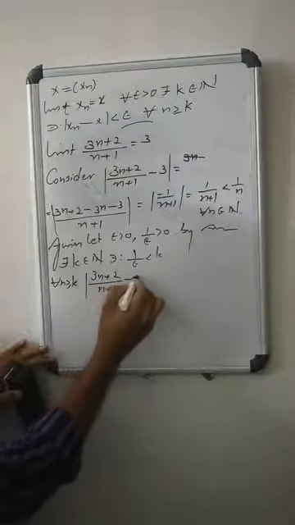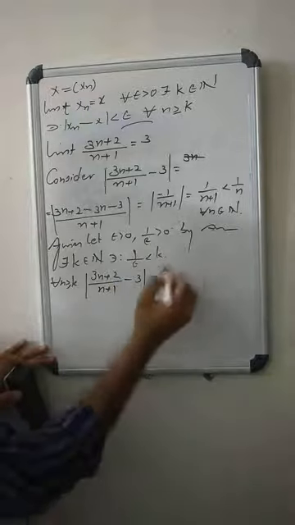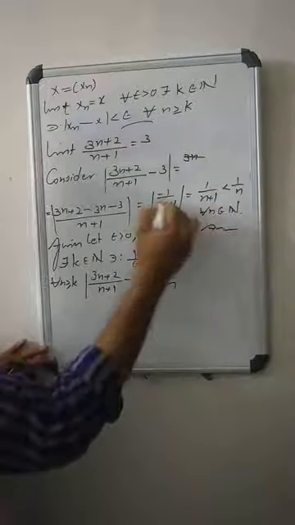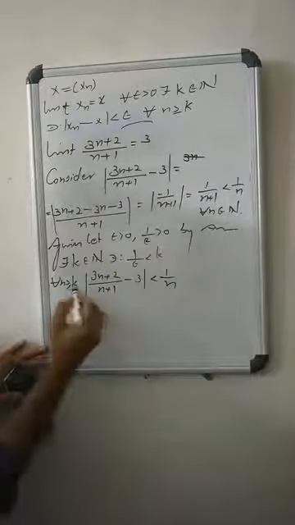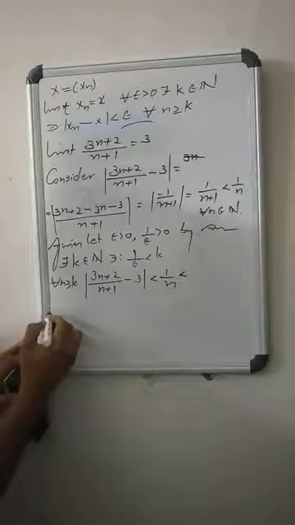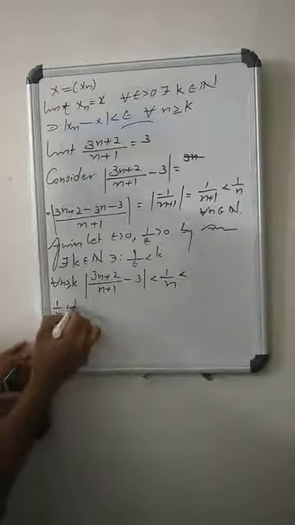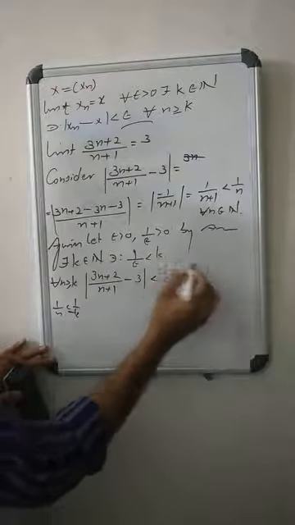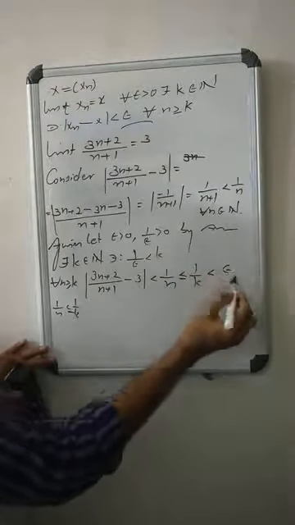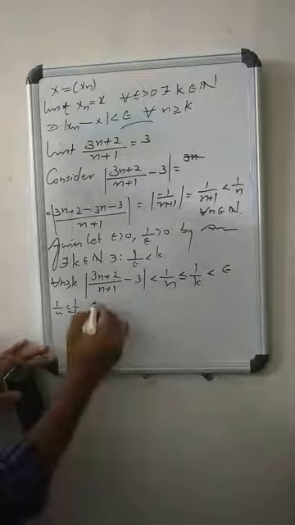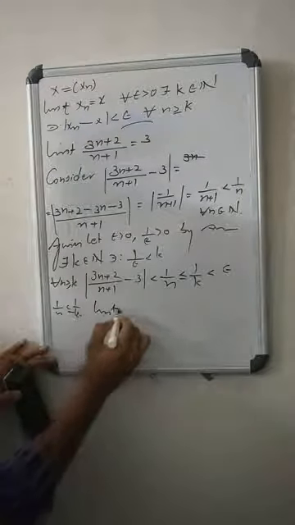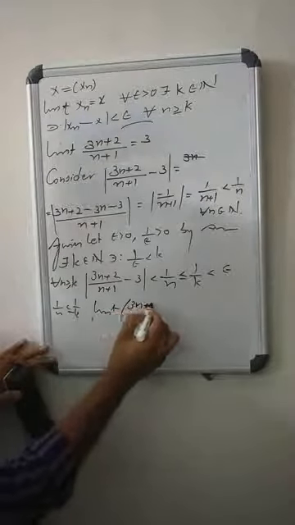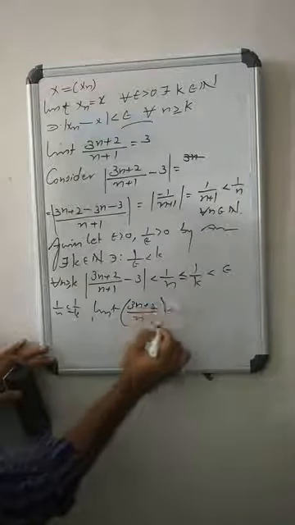the modulus of (3n+2)/(n+1) minus 3 is strictly less than 1/n. According to this argument, for all n greater than or equal to k, 1/n is less than or equal to 1/k, and 1/k is strictly less than epsilon. Since epsilon is arbitrary, we have the limit of (3n+2)/(n+1) equals 3.